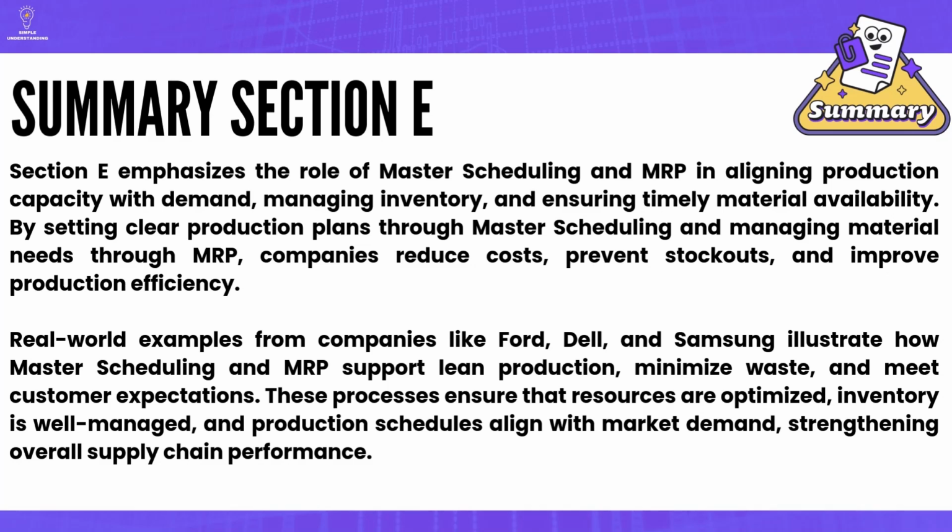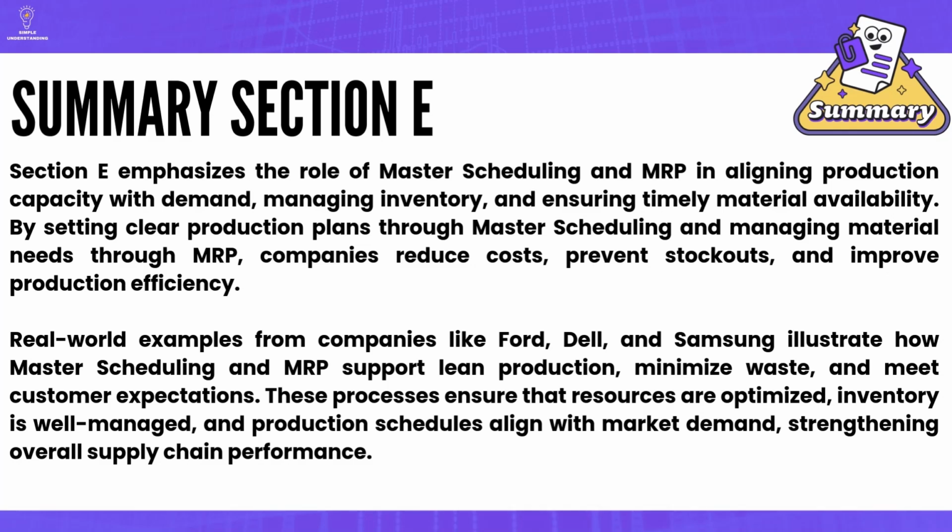Summary of Section E. Master Scheduling and Material Requirements Planning, MRP. Section E emphasizes the role of master scheduling and MRP in aligning production capacity with demand, managing inventory, and ensuring timely material availability. By setting clear production plans through master scheduling and managing material needs through MRP, companies reduce costs, prevent stockouts, and improve production efficiency.